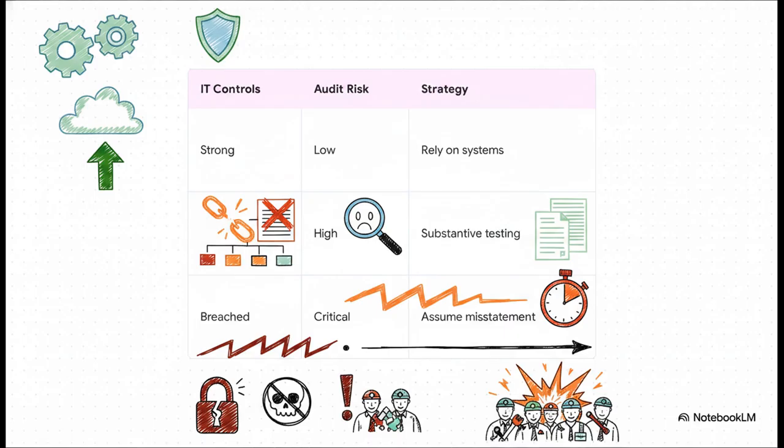But if those locks are weak, audit risk shoots up to high. The auditor just can't trust the system's numbers and has to perform extensive, time-consuming manual testing. And if there's a major IT failure or a breach, the risk is critical. At that point, the auditor has to assume material misstatement and bring in the IT specialists.